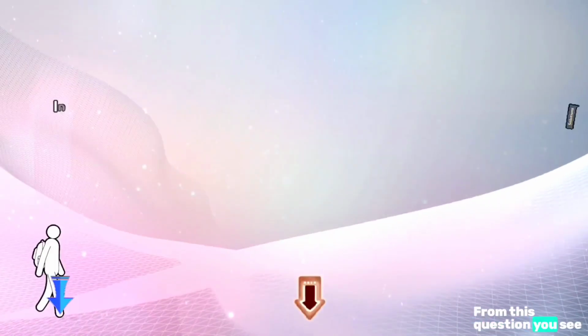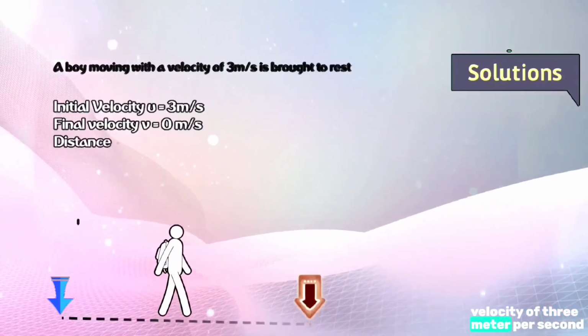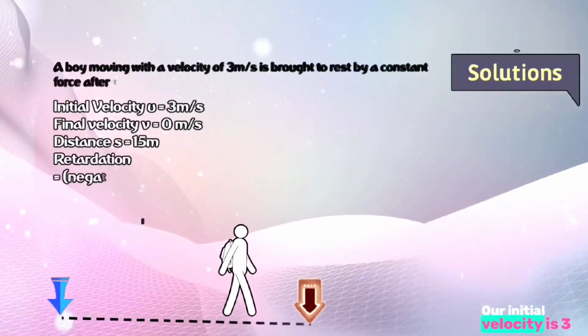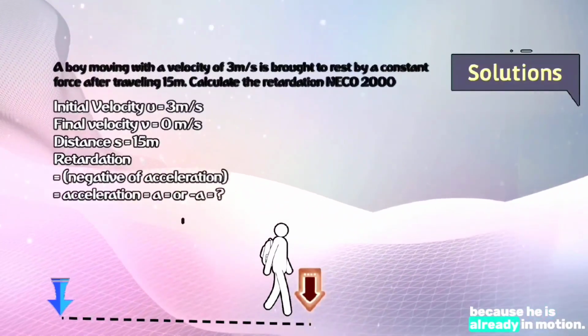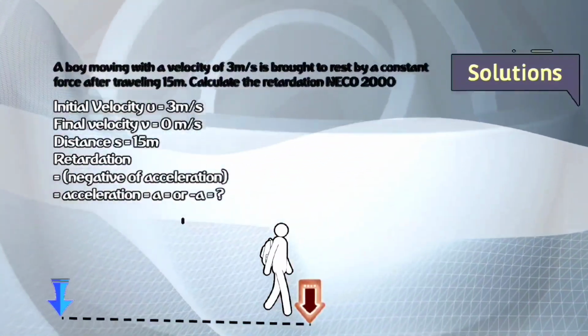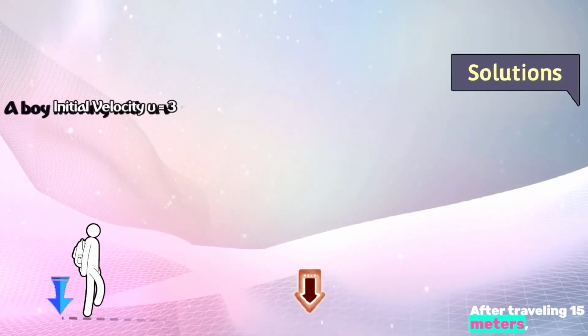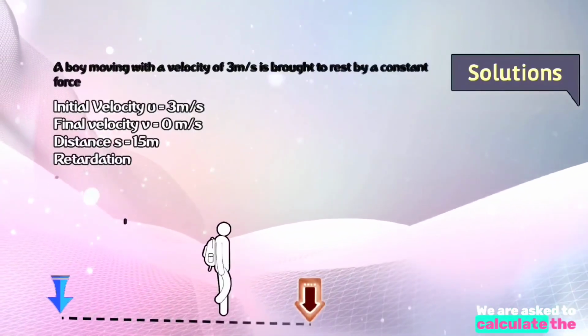These are very important components when solving questions involving motion. From this question, you see that the boy is moving with a velocity of 3 meters per second. Our initial velocity is 3 meters per second because he is already in motion. Then he was brought to rest by a constant force after traveling 15 meters. We are asked to calculate the retardation.